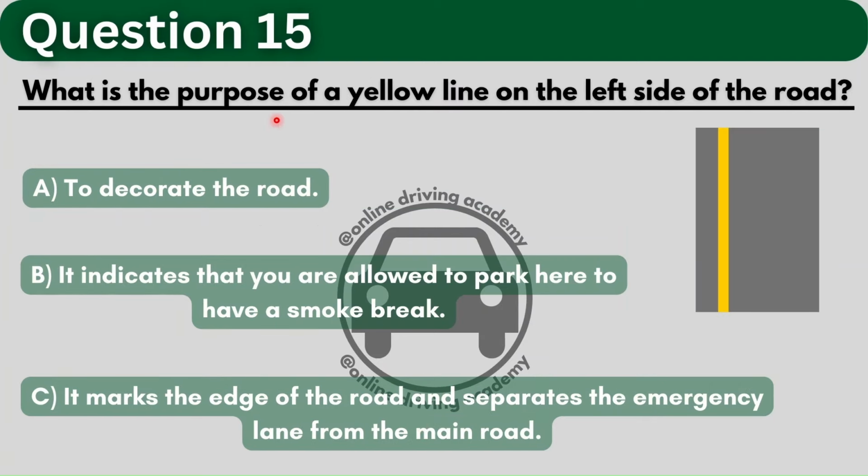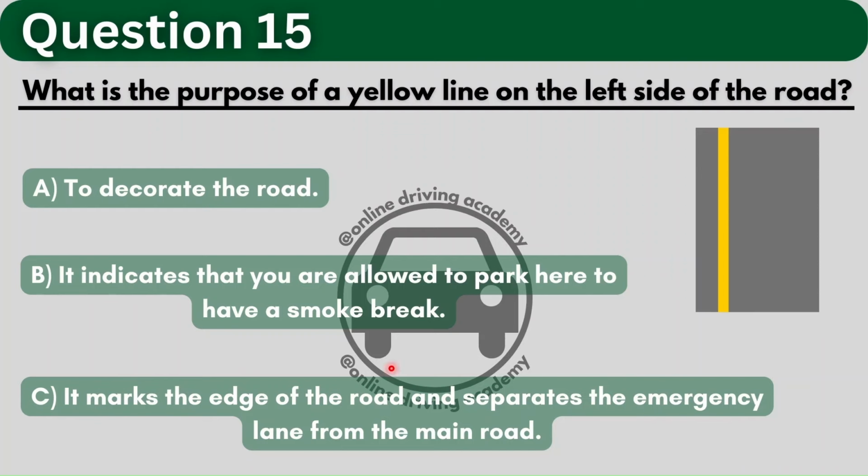Question 15. What is the purpose of a yellow line to the left side of the road? So this is basically what that will look like, right? Is it option A, to decorate the road? Is it option B, it indicates that you are allowed to park here to have a smoke break? Or is it option C, it marks the edge of the road and separates the emergency lane from the main road?